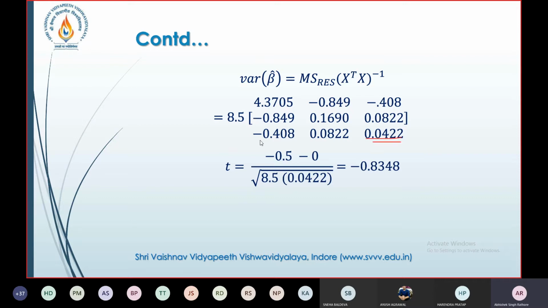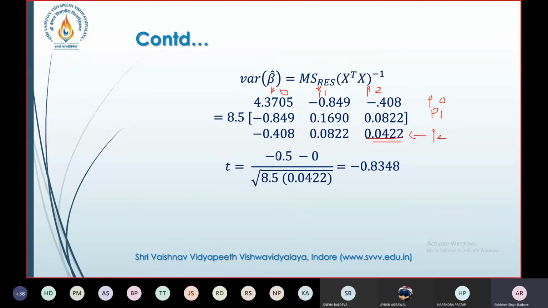So this is 0, 1 and 2. This is my 0th row, this is 1st row, this is 2nd row, and this is 0th column, this is 1st column, and this is 2nd column. So I am taking this 4.422 value available. Why? Because this is beta naught, this is beta 1, this is my beta 2, and again this is beta naught, this is beta 1, and this is for beta 2. Fine. So this is where my value comes from.